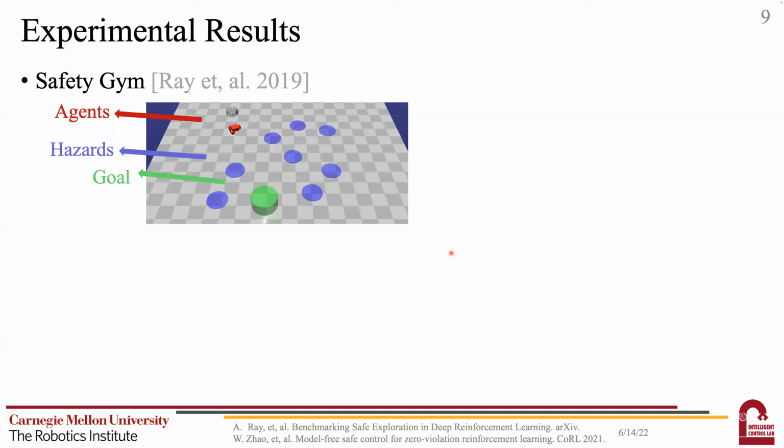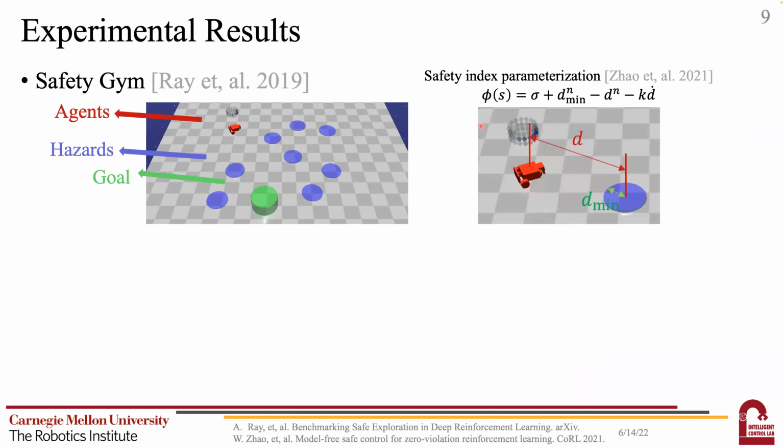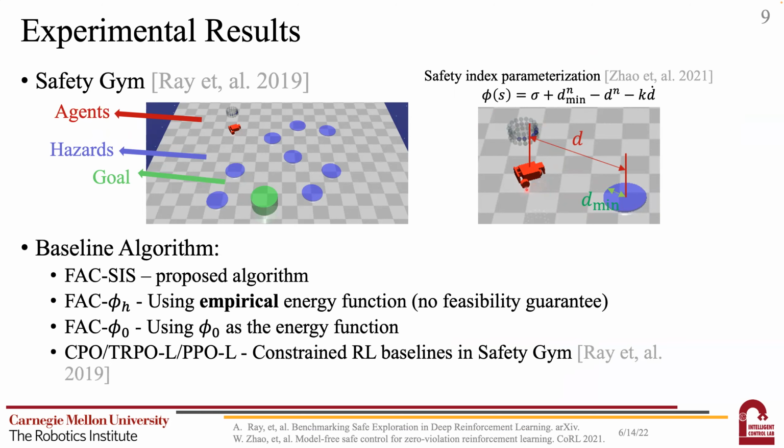So we conduct experiments on Safety Gym, a commonly used safe reinforcement learning benchmark, where the agents must avoid hazards to achieve the goal. We use the safety index parameterization from another previous study. We compare against baseline algorithms, mainly with an empirical energy function or empirical safety certificates. Another is where we directly use the safety specifications as the energy function, or common constrained reinforcement learning algorithms provided in Safety Gym.